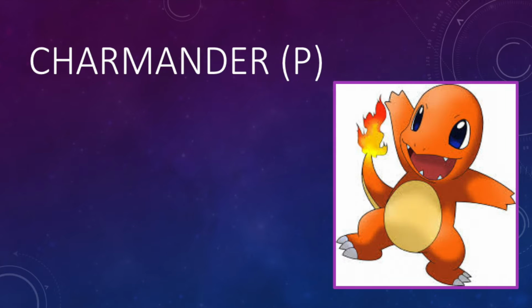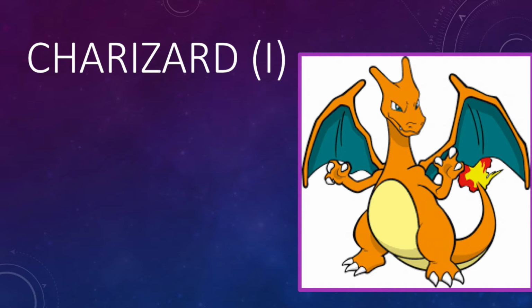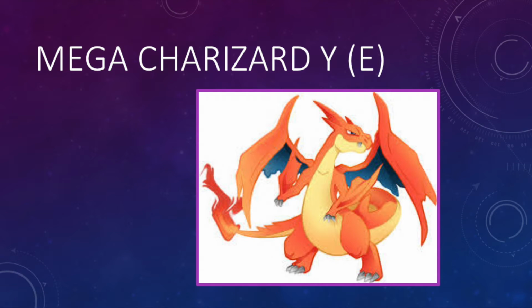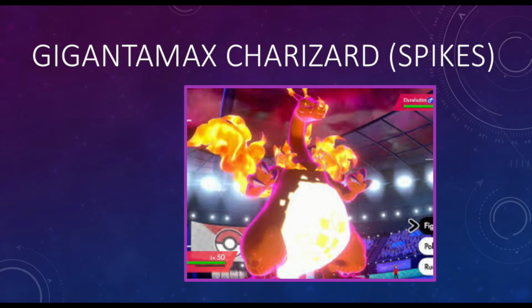Charmeleon will represent S, Charmander will represent P, Charizard will represent I, Mega Charizard X will represent K, Mega Charizard Y will represent E, and Gigantamax Charizard will represent spikes.